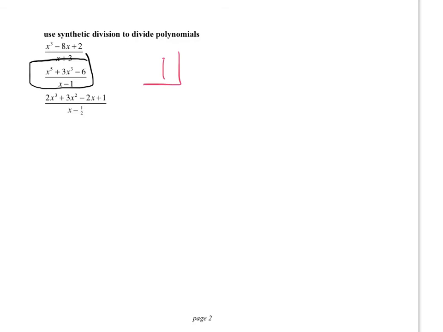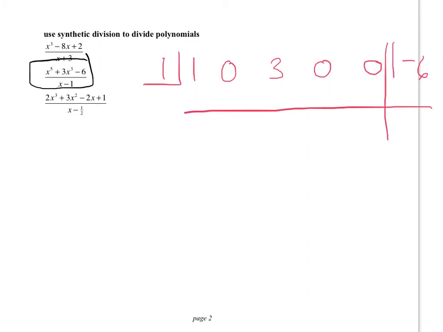The coefficients of the numerator: we have a 5th degree term, the coefficient is 1. The 4th degree term is missing, so we insert a 0. 3rd degree is 3. 2nd degree is missing, so we insert a 0. And the first degree term is missing, as it's 5, 4, 3, 2, so we put another 0, and then the constant is negative 6. So I'm setting up my workspace now to do my synthetic division. All right, the first number, the 1, just comes down because the coefficient of the quotient is the same.